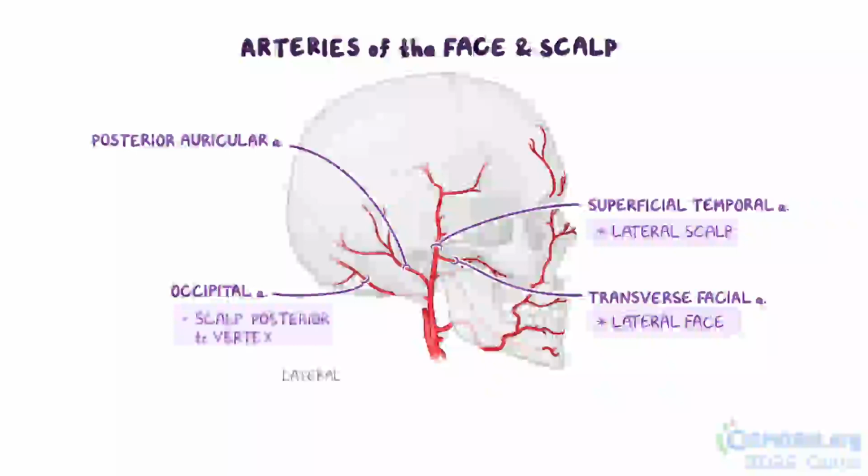The posterior auricular artery is a small branch of the external carotid artery that runs between the ear and the styloid process to supply the auricle and the scalp posterior to the ear.